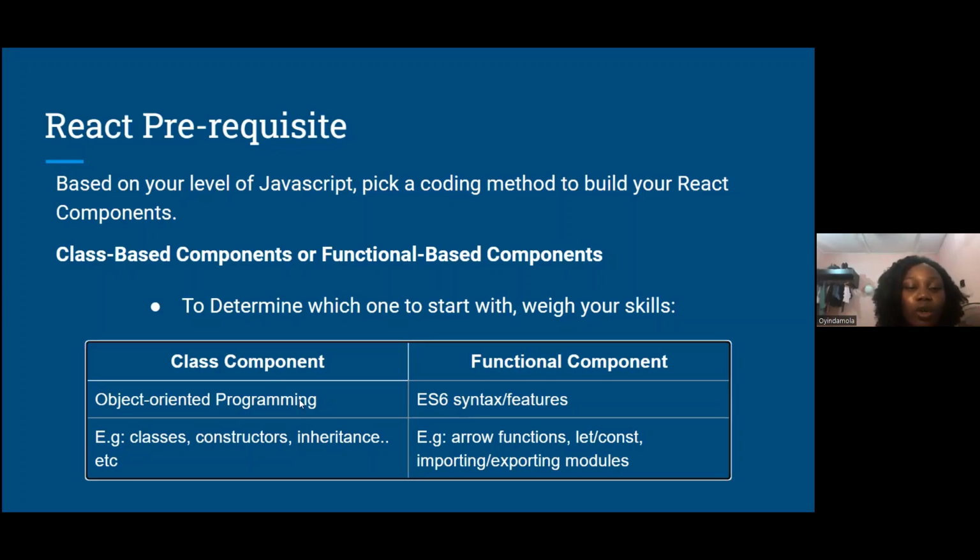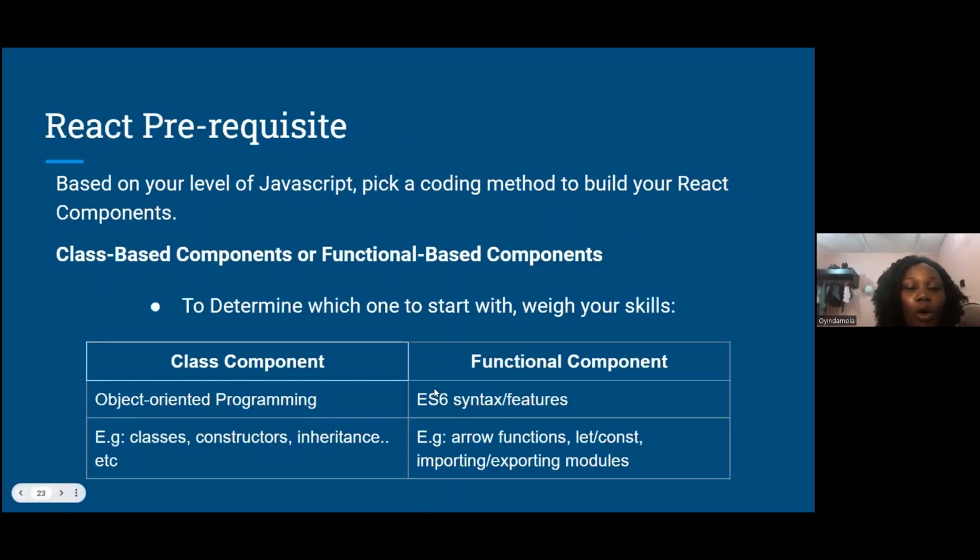So if you are comfortable using object-oriented programming, like classes, constructors, this, inheritance, or you are comfortable using ES6 syntax features, for functional components you use arrow functions, let, const, import, export. You need to know which one you are comfortable with, and you just pick that one as your style, at least to start with. You should be able to use class components or functional components, come what may.